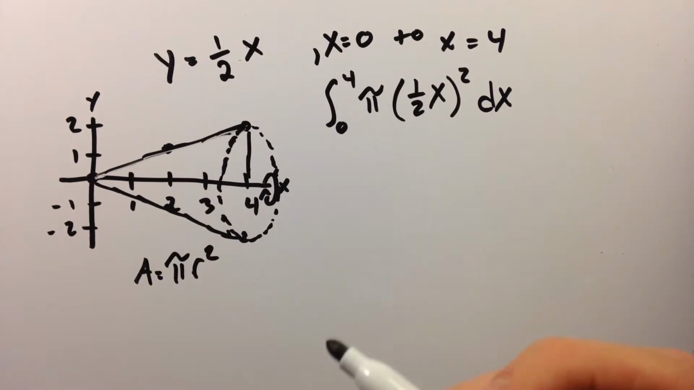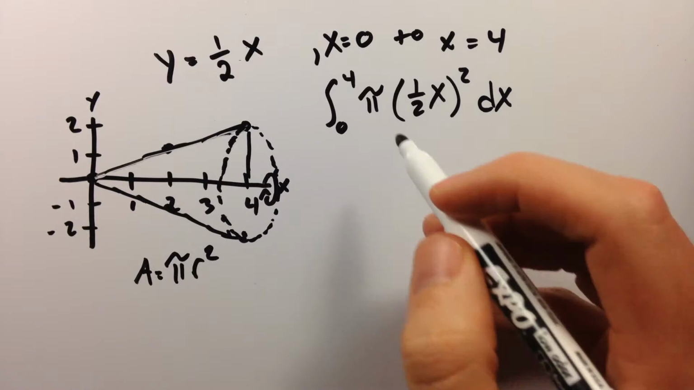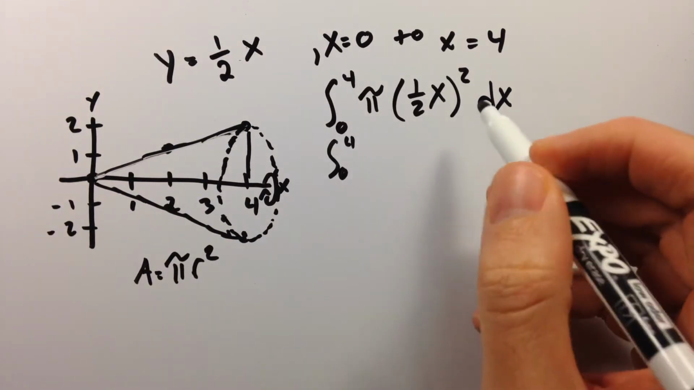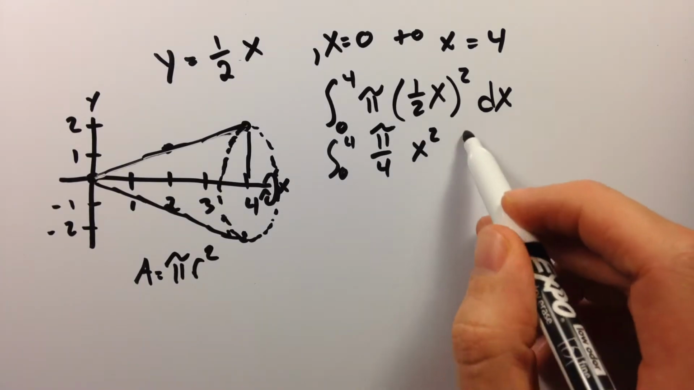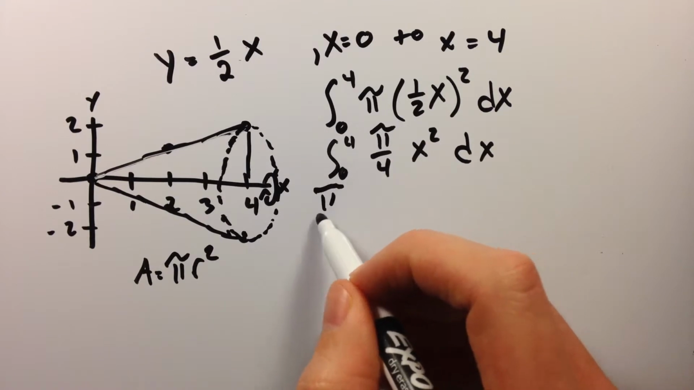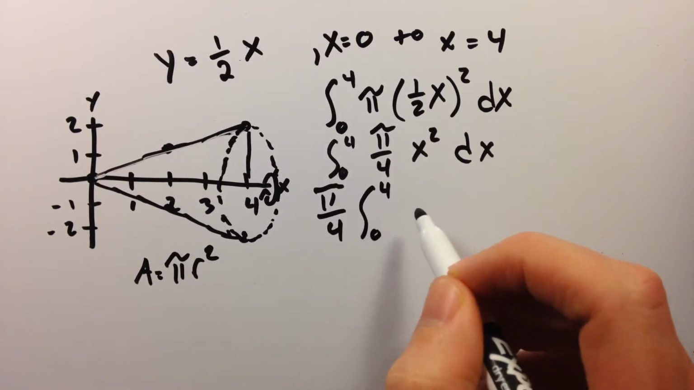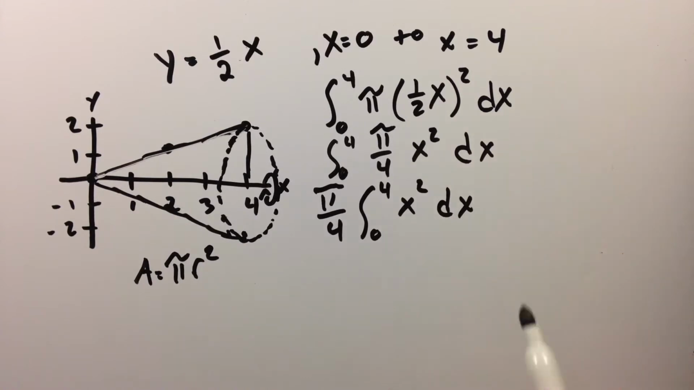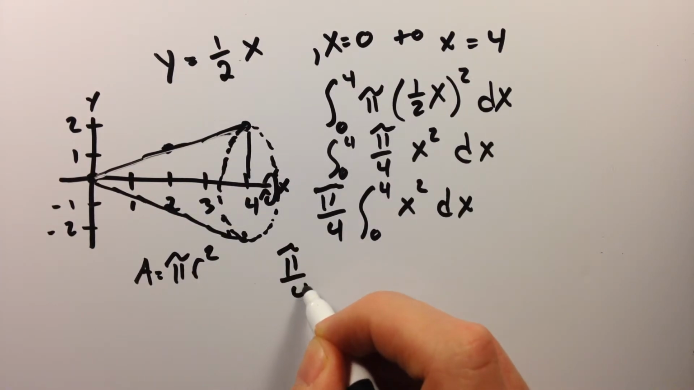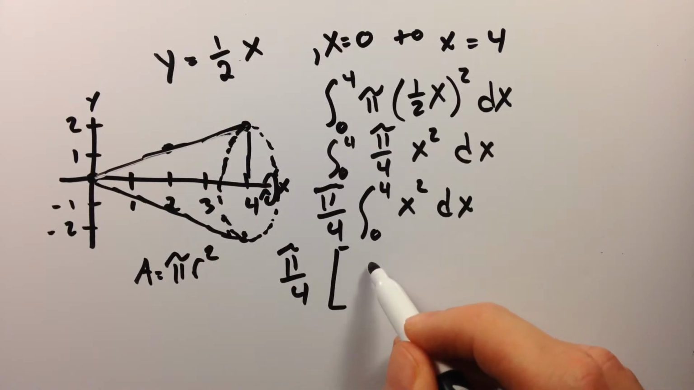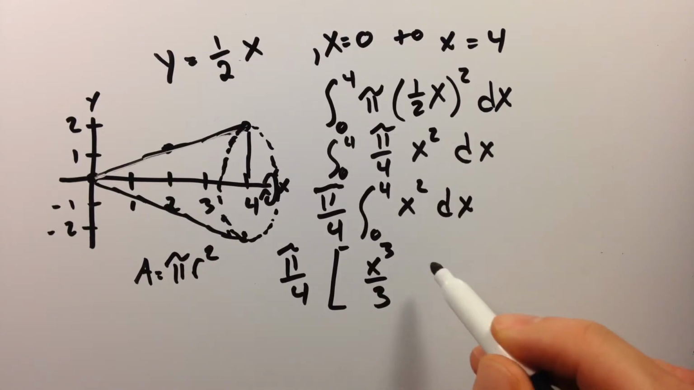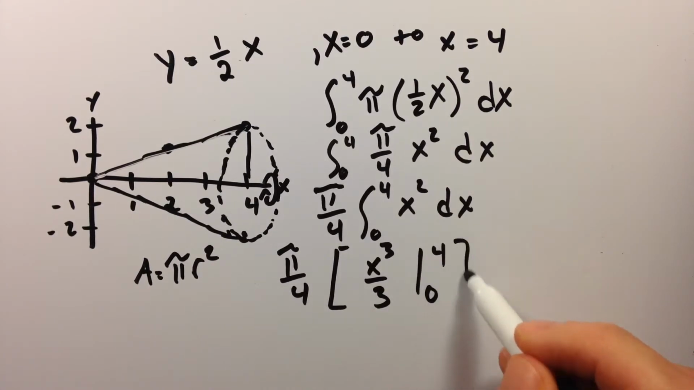Now it just becomes a simple integration problem. So 0 to 4 of, let's square that, pi over 4 times x squared dx. Let's bring out that pi over 4 here. And we're left with pi over 4 times the integral from 0 to 4 of x squared dx. Now this is a simple integral that we can do. The integral of x squared is x to the 3rd over 3, and we're doing that from 0 to 4.